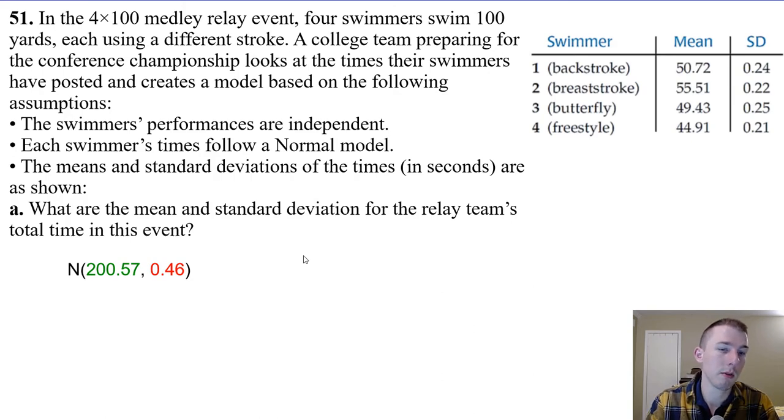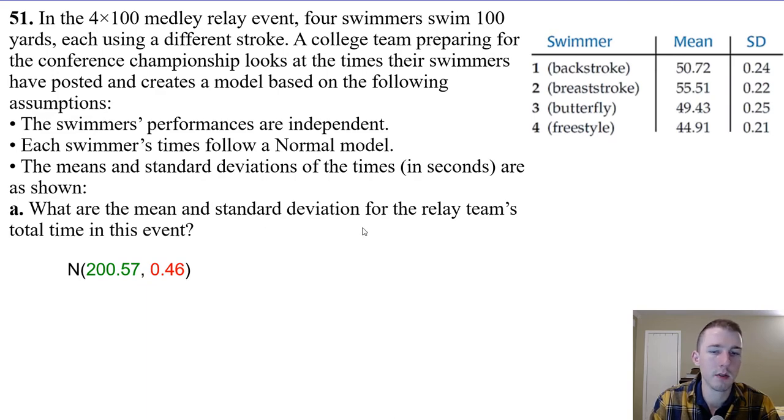Anyway, each swimmer's time follows a normal model, so that's good. That means if we time somebody doing the backstroke over and over again, their average was 50.72. It was normally distributed with a standard deviation of 24 seconds. So basically, roughly 68% of the time they were plus or minus 24 seconds from their mean, the whole empirical rule showing there. And same thing with the breaststroke, the butterfly, and the freestyle. The means and standard deviations of times are shown in the table over here, which is nice.